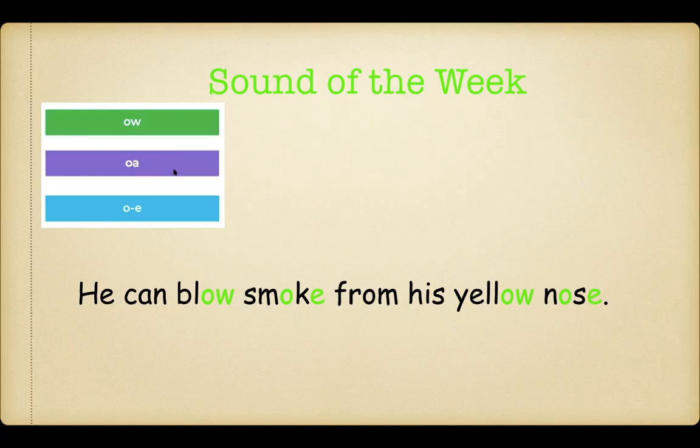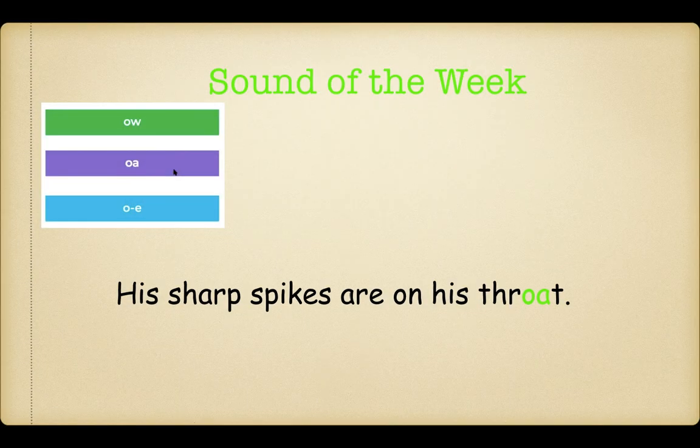So let's begin first of all with the sound of the week. So we have that O sound, which could be an OW, and we've got OA or O split digraph E. So we have the sentence, he can blow smoke from his yellow nose. And yesterday we had the sentence here as well to go with the sound of the week. His sharp spikes are on his throat.